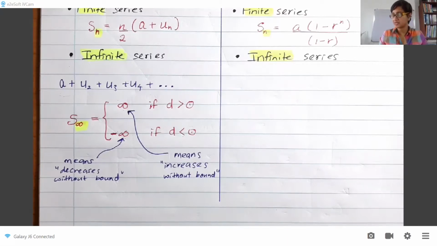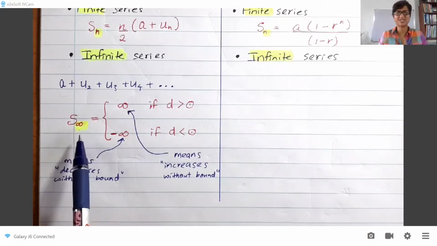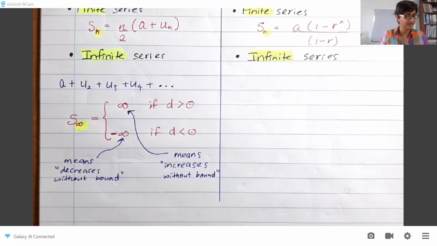So in other words, this only means you can't say S infinity. Thank you, Masha. Sorry. S infinity is not defined. You can't find it. You can't even say that. But this is what happens.